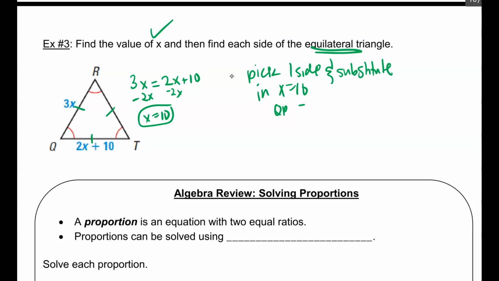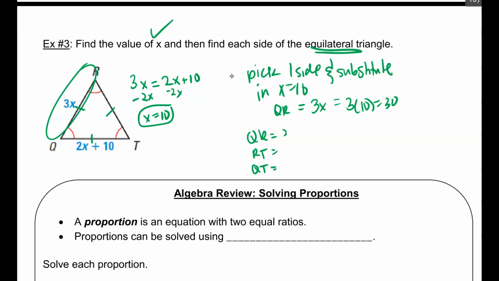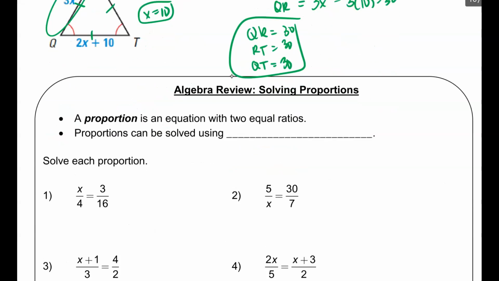So QR is equal to 3x. So 3 times 10 is 30. Okay, so remember that's QR. So we have 3 sides, right? We have to find each side length, QR, RT, and QT. And guess what? It's equilateral, so they're all the same length. Yay, I just had to pick one.